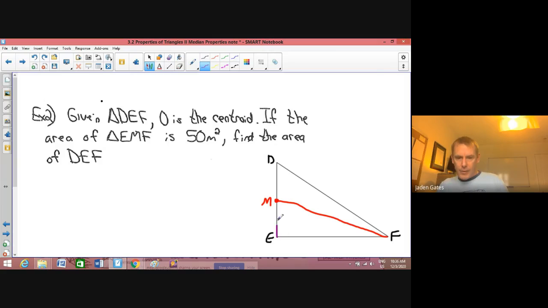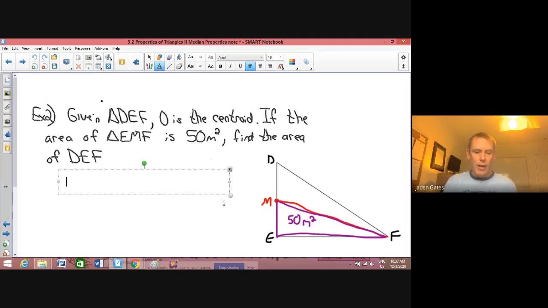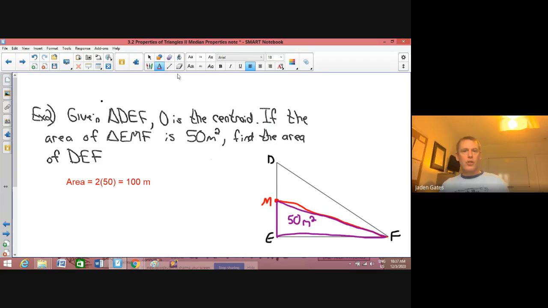All right, so EMF is this triangle in purple, and I'm saying that is 50 meters squared. Because that is half of the triangle, because the median cuts a triangle in half, the area of the entire triangle, so it's basically the reverse of what we just did, is going to be double that. So 2 times 50 meters squared, which of course is 100. Again, that's just using the property that the median cuts our triangle in half. So half of it is 50, then the whole thing will be 100.